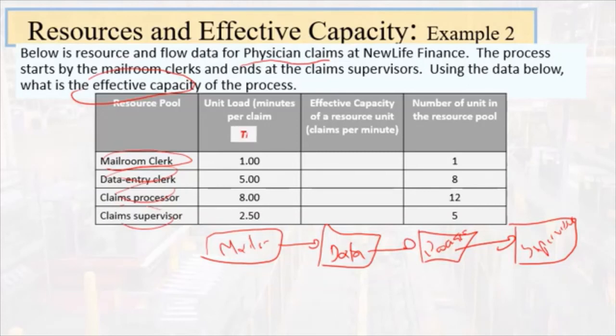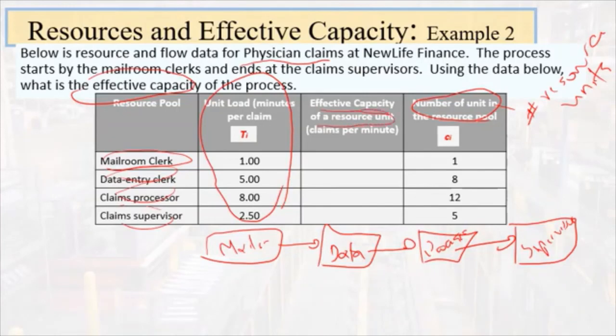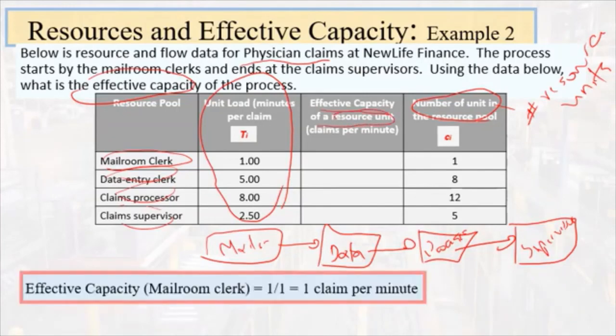So these are the unit loads. They're giving us the unit loads, which is minutes per claim, and this is exactly what it should be. It should be time per job, per claim, per product. This is the number of units in the resource pool. These are number of resource units. A very good method is to always start by calculating the effective capacity of one resource unit, which is very simple.